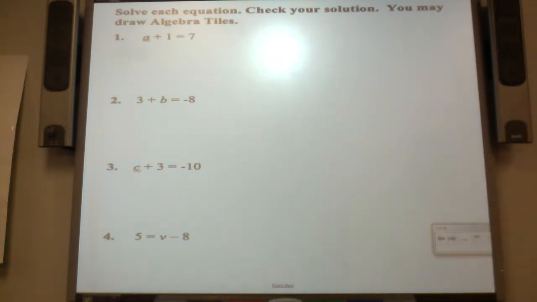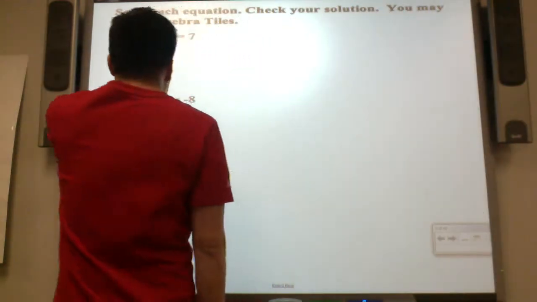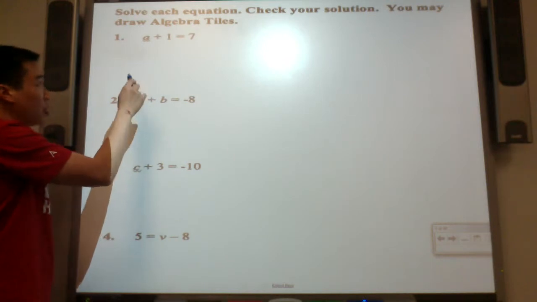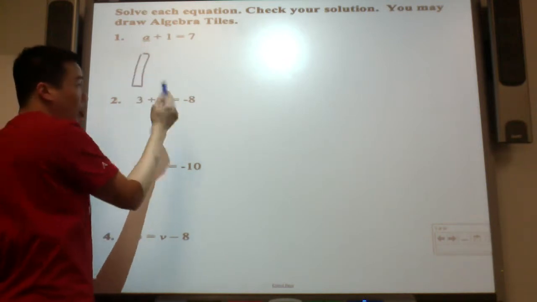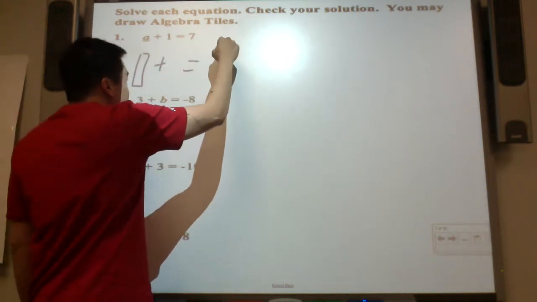So let's try to solve some of these. You may draw this or use algebra. I'm going to draw this. Only one I'm going to draw. Here's A, or x. I draw a positive, equals 7 positive.